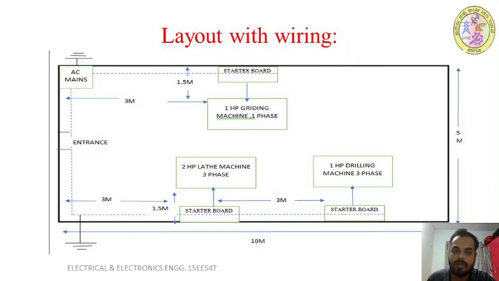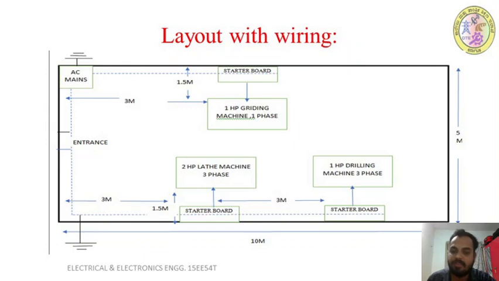Okay, and the distance between your starter board and the grinding machine, as we know, the standard distance we are taking is 1.5 meter. Next, on the other side of the wall, opposite to this wall, we are placing the 2 HP lathe machine of 3 phase and its starter board, and the distance from the starter board of the lathe to the lathe bed or lathe machine terminal is 1.5 meter. Okay, and that is to be placed 3 meter from the entrance wall.